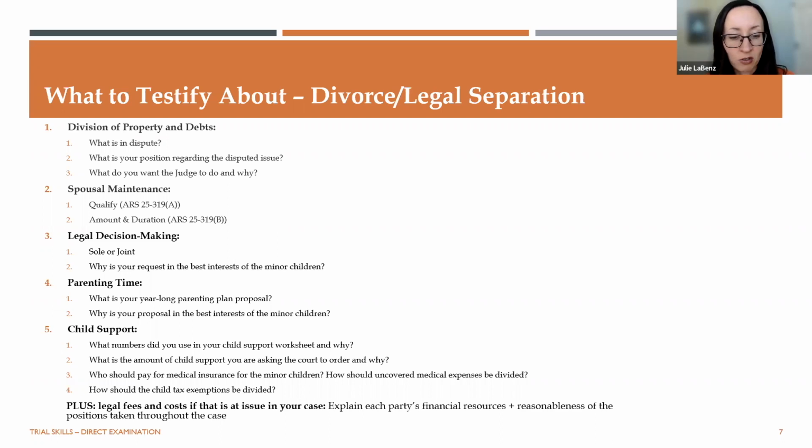What is the amount of child support you're asking the court to order and why? Who should pay for medical insurance for the minor children? How should uncovered medical expenses be divided between the parents? And how should the child tax exemptions be divided between the parents? You'll want to explain your positions on all of these issues if they're disputed in your case during the trial.